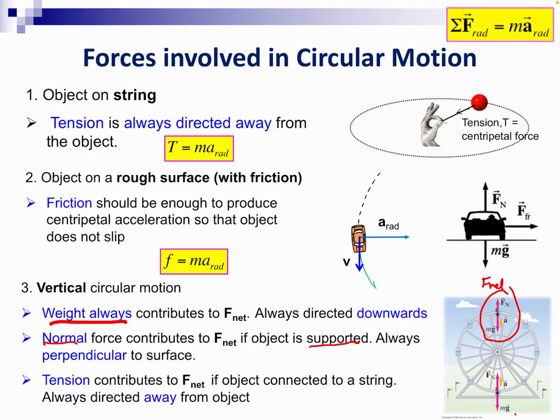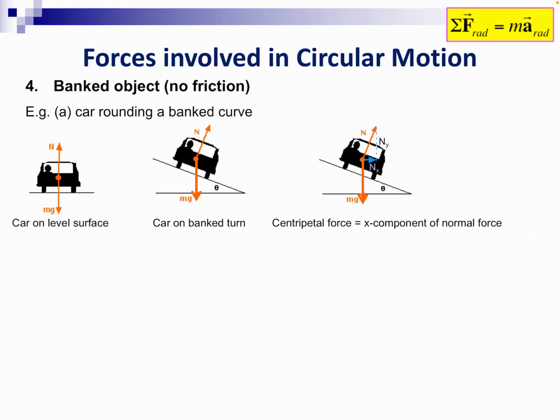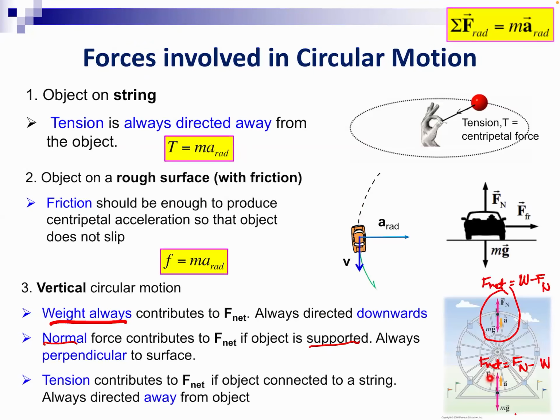So here, weight, and here, notice again how the positive forces are in the direction of the radial acceleration. So positive weight on the top, and then positive normal force at the bottom. Positive directions are in the direction of the acceleration.